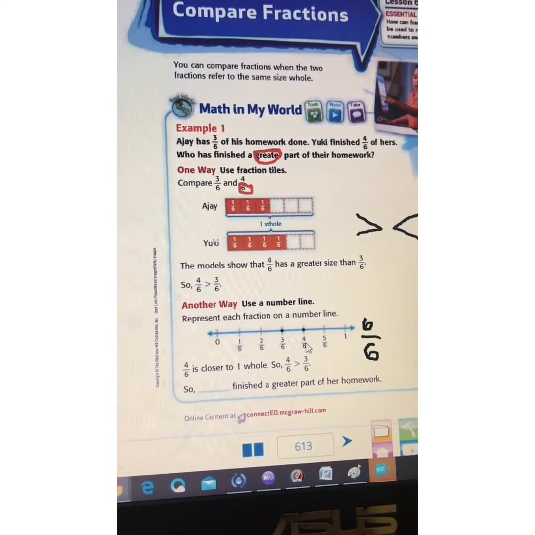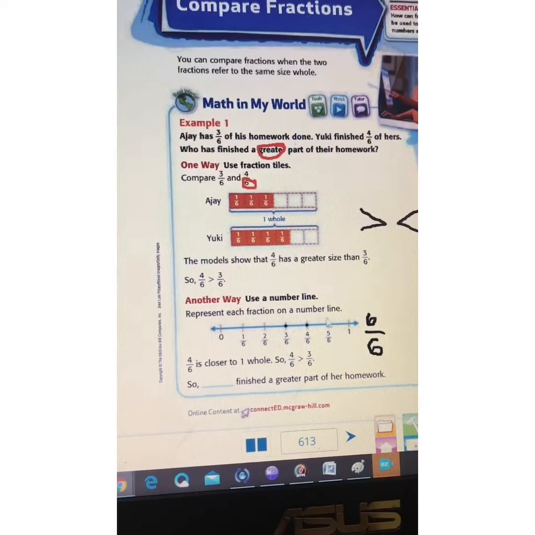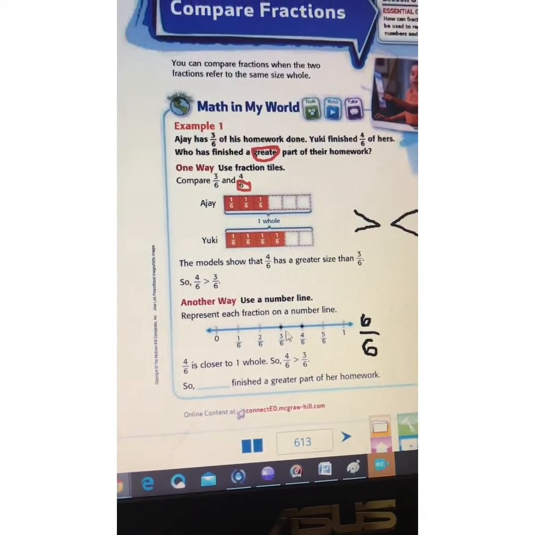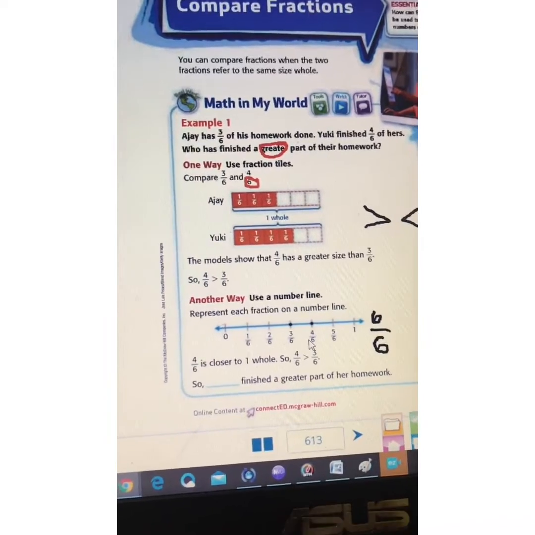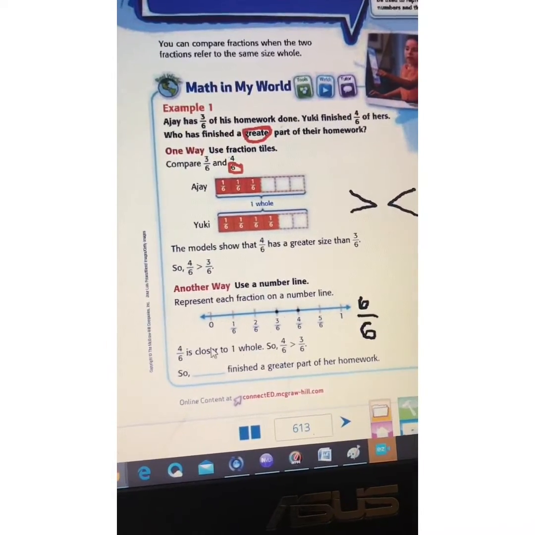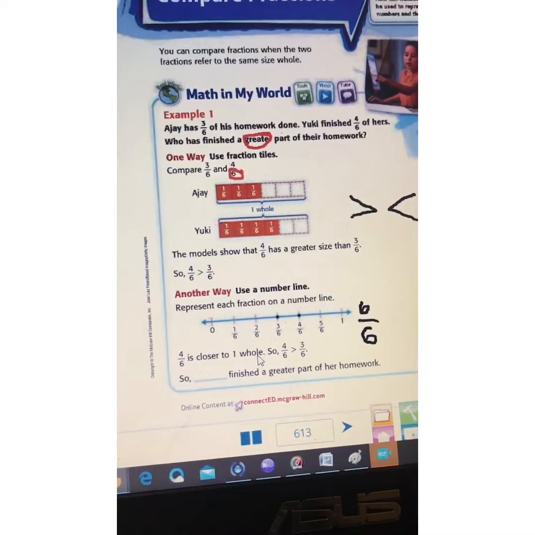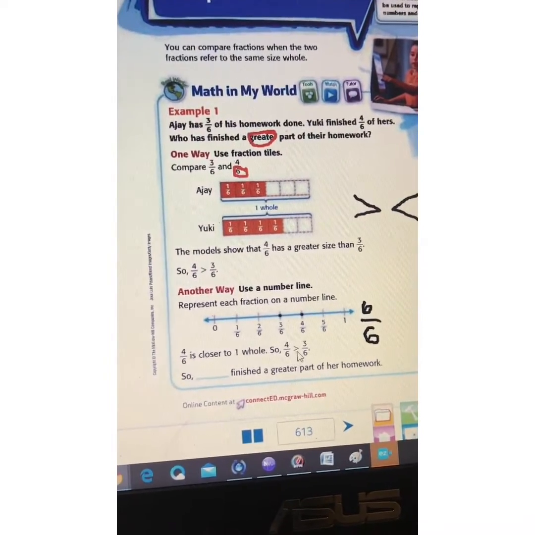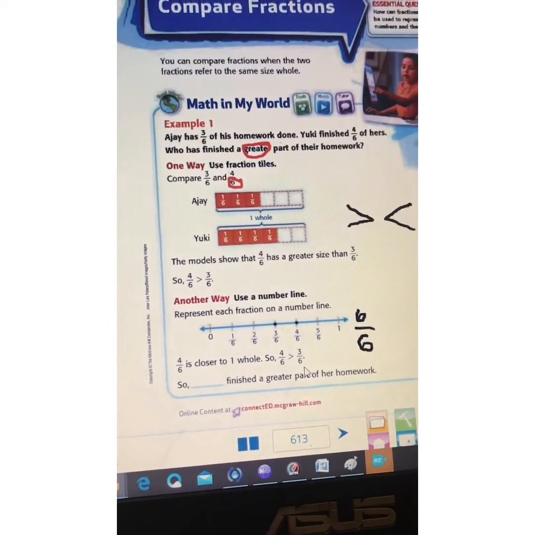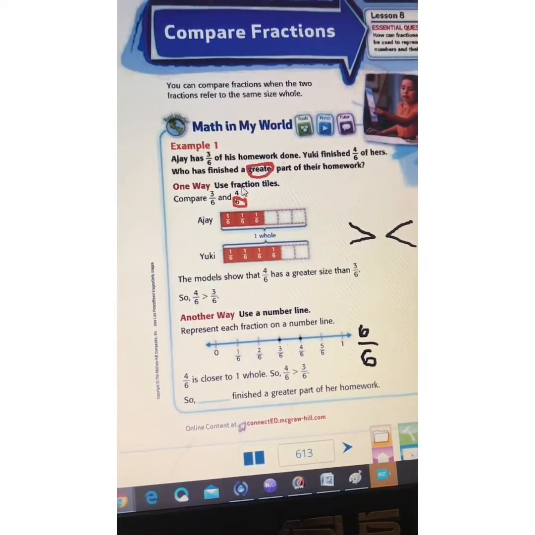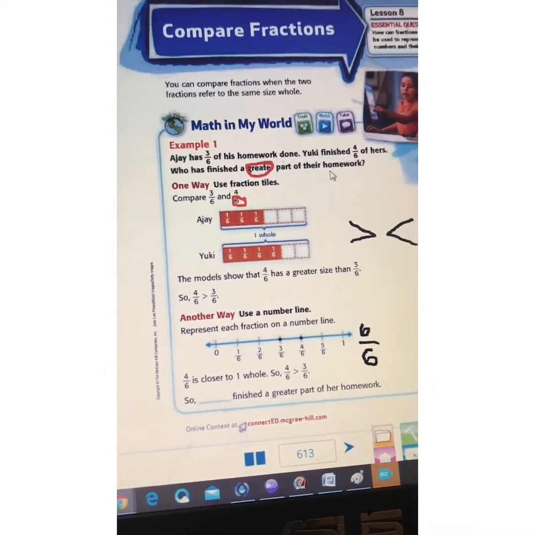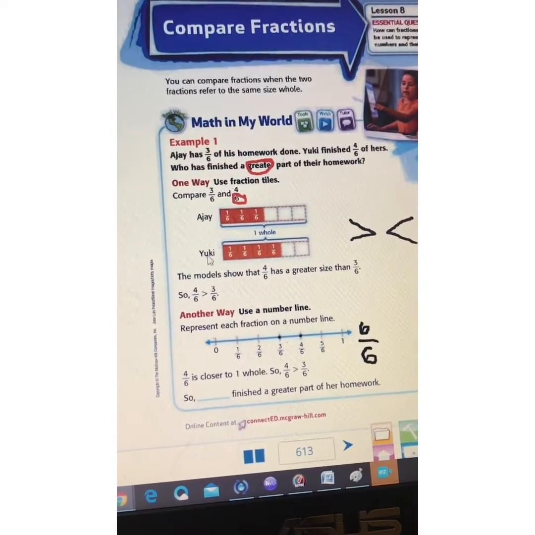So which is closer to 1? The 3 over 6 or the 4 over 6? Good job. 4 over 6 is closer to 1 whole. That means 4 over 6 is greater than 3 over 6. So going back to the question, who has finished a greater part of their homework? Is it AJ or Yuki?